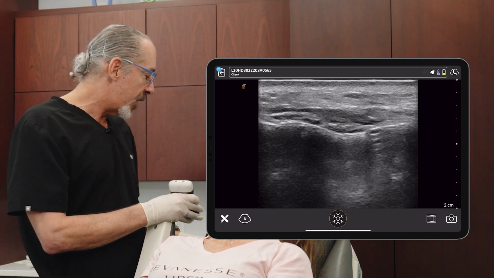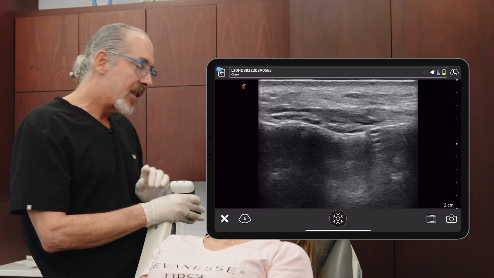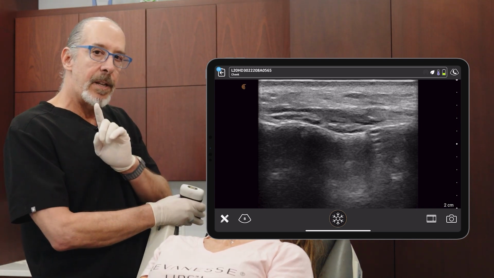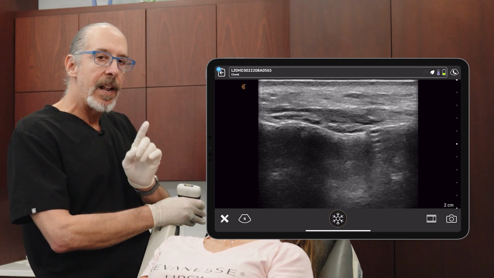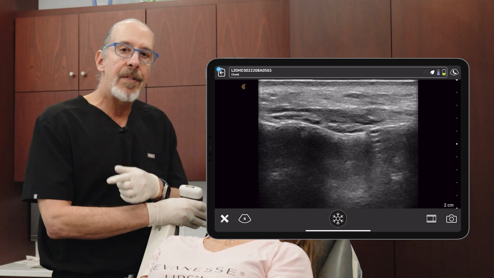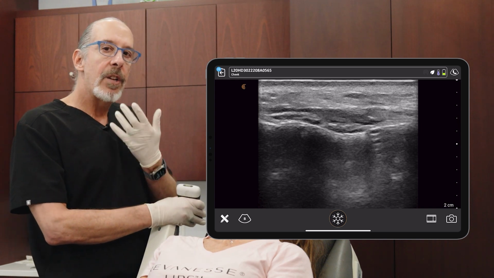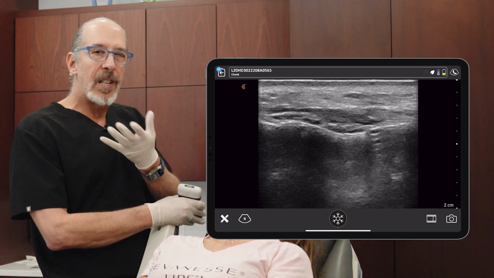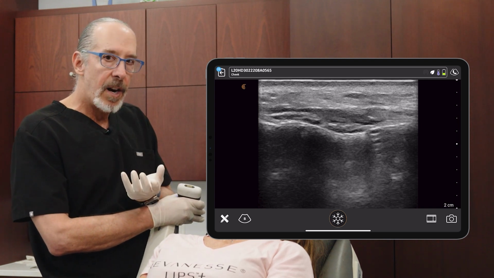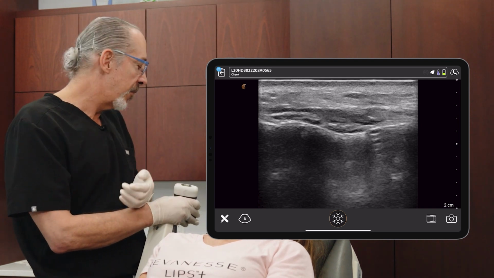Notice that the deep fat, which is right here, is actually a lot darker. And so there's differences between the deep fat and the superficial fat as far as consistency. The deep fat doesn't have as much fibrous tissue to it, so it's going to be more globular. It doesn't have as much structure to it, and it's going to be darker. It's going to be hypoechoic.